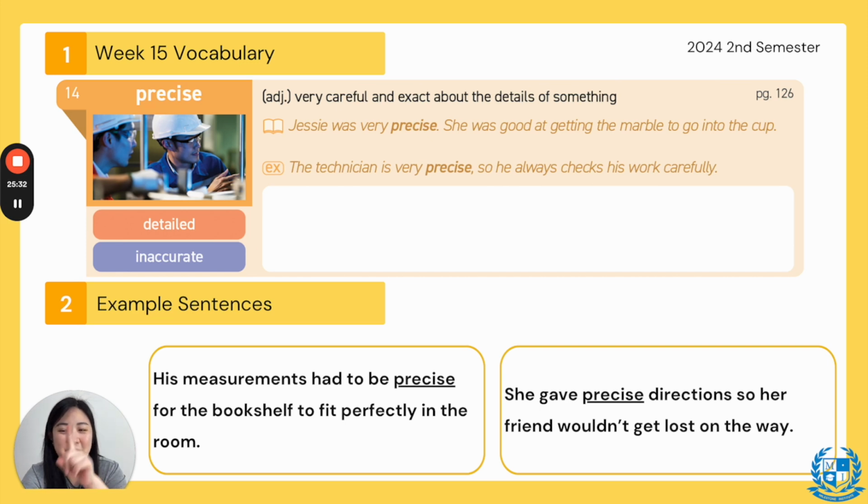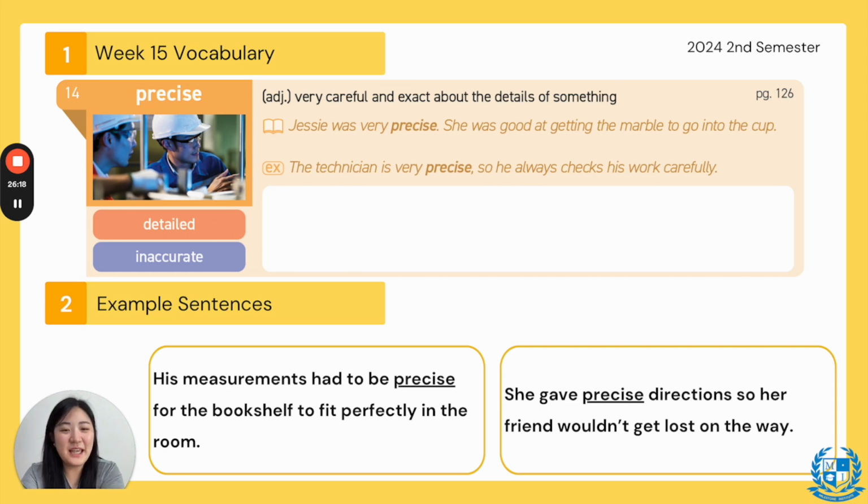Let's read the example together. 1, 2, 3. The technician is very precise, so he always checks his work carefully. So maybe he's doing some work, but making sure that everything is correct, he has to be precise and careful and detailed. Here, it says his measurements had to be precise for the bookshelf to fit perfectly in the room. That's like when I was making measurements in my other room, the small room, right? I had to put a bookshelf in there, and I accidentally got it wrong. I was not precise, so the bookshelf was too big. It didn't fit, so I had to move the bookshelf to a different area.